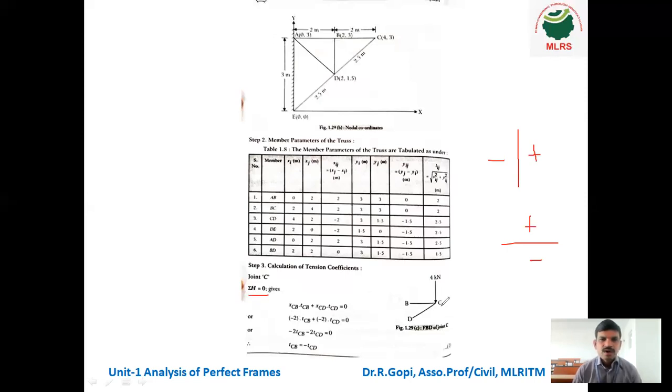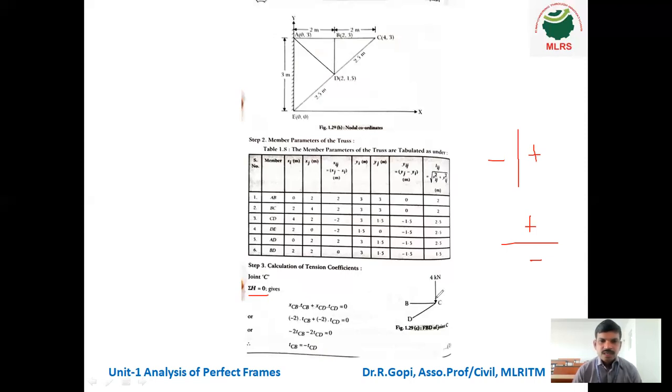How to calculate for summation of H? H means x-axis. Here there is no y-axis. Now you can see we need to calculate the tension coefficient. For that we have to apply the formula. For the forces in the member CB, what is the formula? Tension coefficient multiplied by the length of the member. So the length of the member is XCB into TCB. TCB we don't know, so keep as it is.